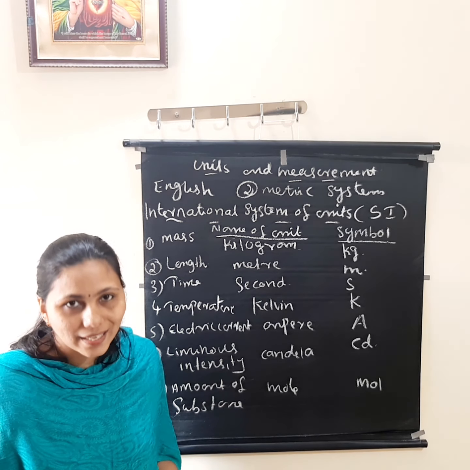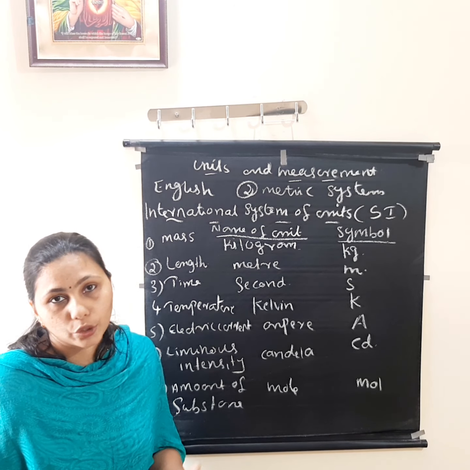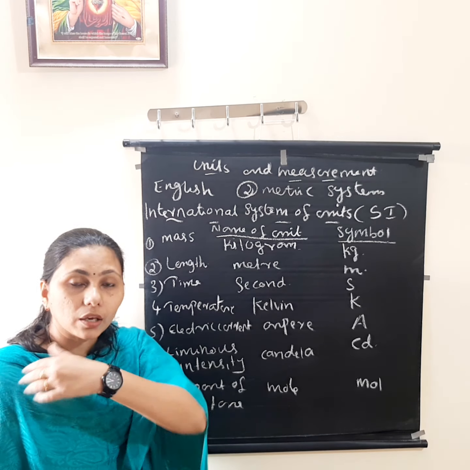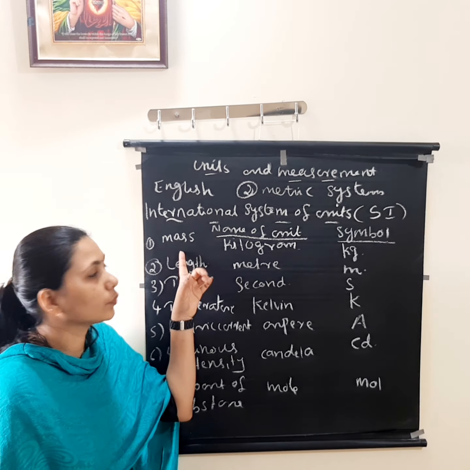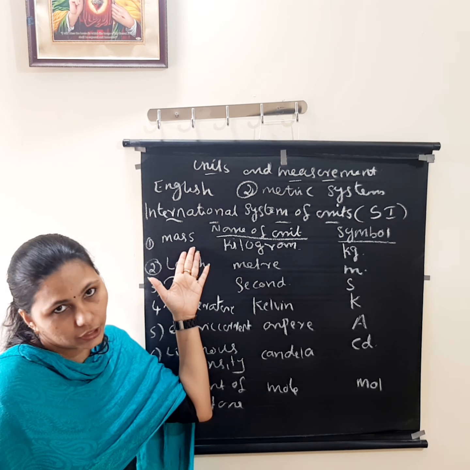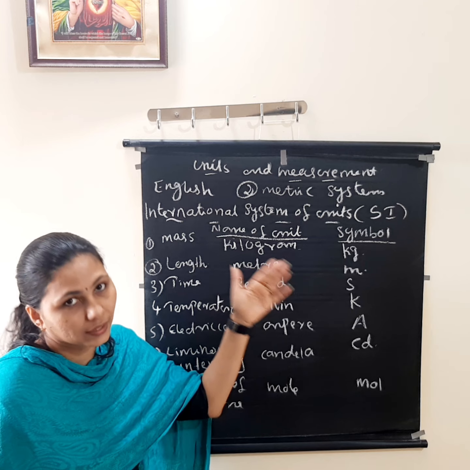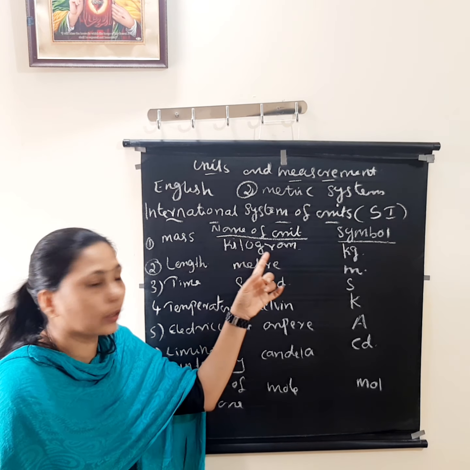So in the SI system, or International Standard System, there are 7 basic units. It is important, and you can expect a 1 mark question from here. So the first one is mass. What is its unit according to the International System of Units? All of you know, that is the kilogram.